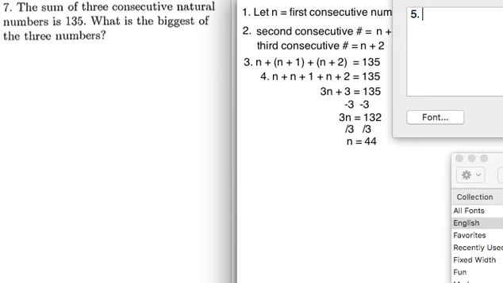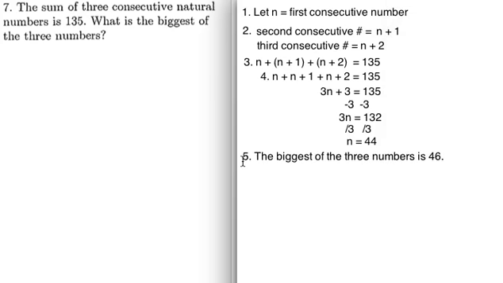Now that I've checked and verified that I've got the right answer, I'm going to write a sentence that answers the question. The question is, what is the biggest of the three numbers? So my answer would be, the biggest of the three numbers is 46. And that's my problem solved.